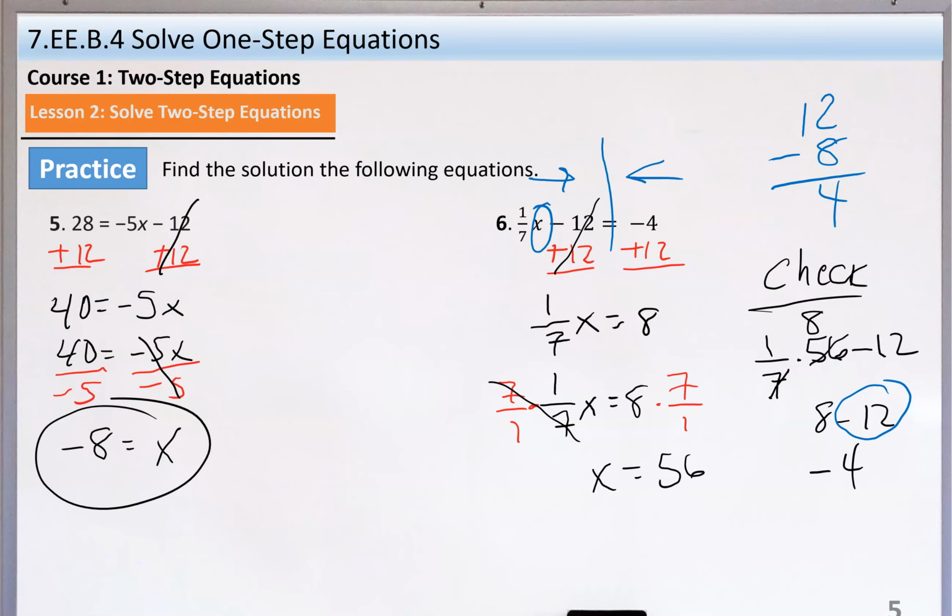So it checks. All right, guys, we're going to stop right there and come back, and we should be able to finish up this lesson on solving two-step equations.